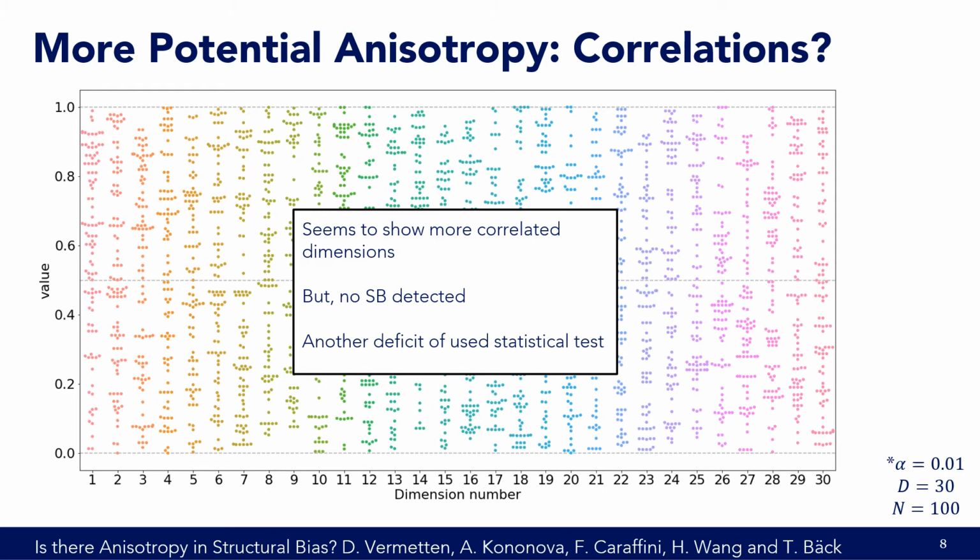So these are a few examples of cases where visually we suspect structural bias, but our test does not confirm it. So we should try to see if we can improve our structural bias detection to identify these cases as well.